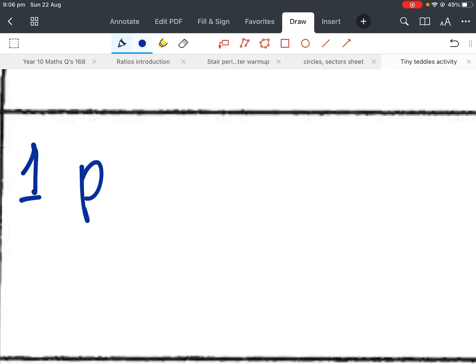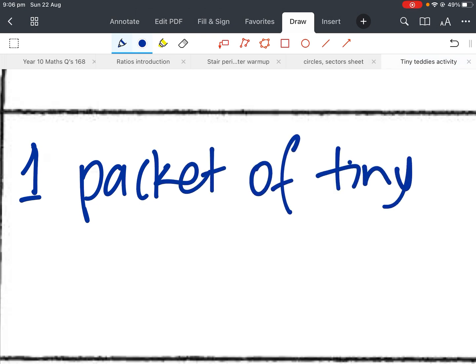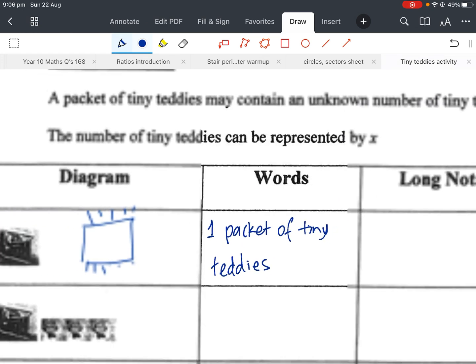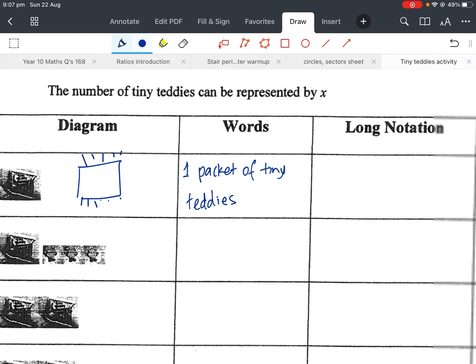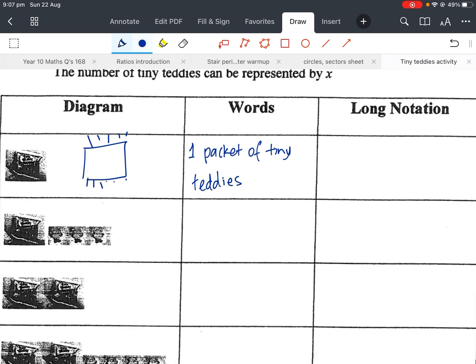One packet of tiny teddies. Now, if you've got something else, you can write one packet of whatever you've got. Okay? Now, do you know how many tiny teddies are in that packet? No, you're not allowed to open them. So what we're doing is we're using our tiny teddies packet as being our unknown.